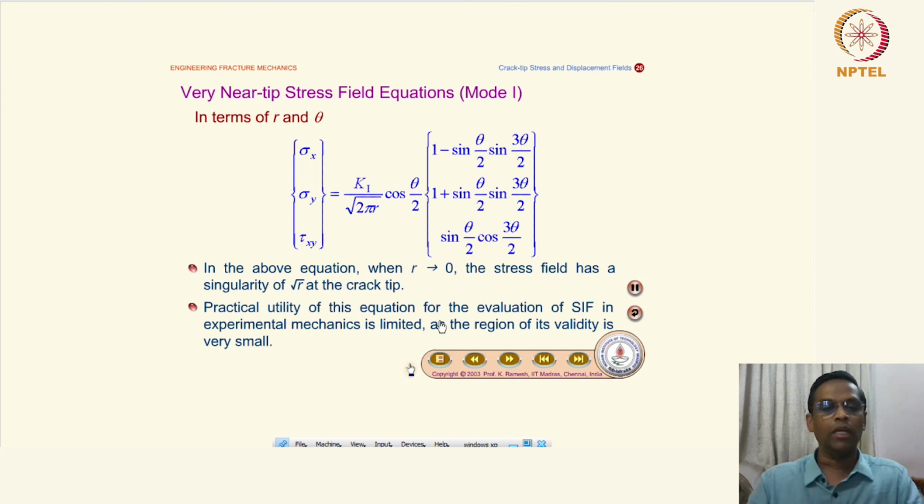The practical utility of this equation for the evaluation of stress intensity factor in experimental mechanics is limited, as the region of its validity is very small. Though this expression gives a complete idea of the stress field around the crack tip, its utility in practical aspects like experimental determination of the stress field is limited, and people have to make many other modifications, which is beyond the scope of my discussion here. But at least my intention was to show how these stress intensity factors are derived, at least for mode 1.